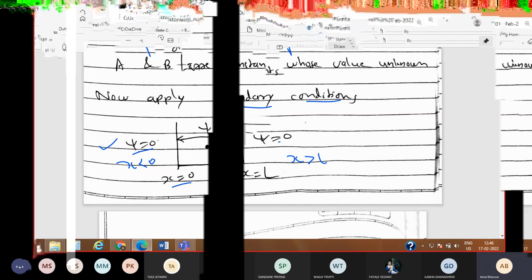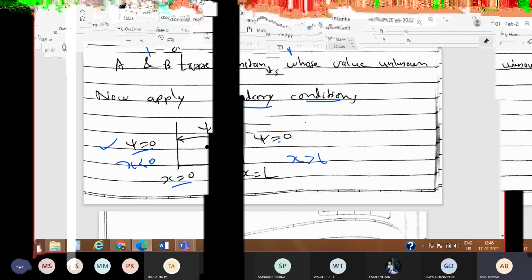Now we will find the energy. The energy of the particle is given by this equation. Kn is equal to square root of 2mE upon h cross square, where k value is equal to n pi upon L, where n is equal to 1, 2, 3, 4 like that. Okay.